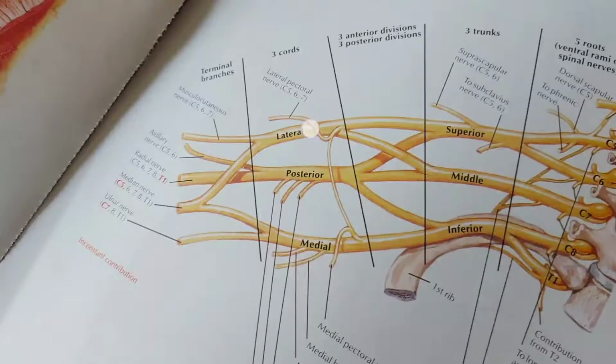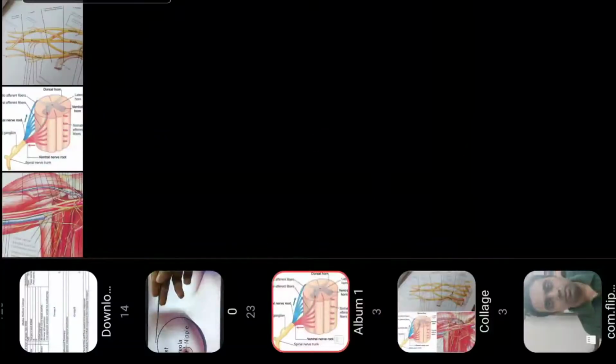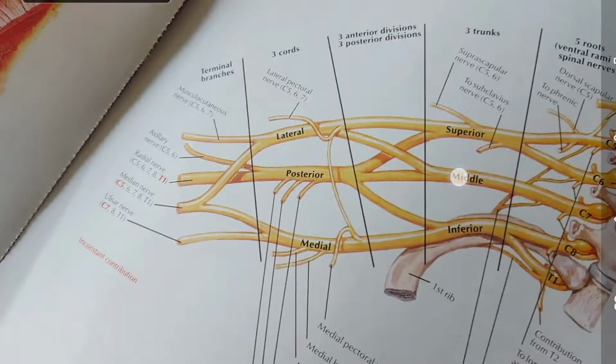So if we trace back this lateral pectoral nerve, here the fibers come from the middle trunk. The root of the middle trunk is C7, and it also comes from the superior trunk. The roots of the superior trunk are C5 and C6. These are the root values of this lateral pectoral nerve.